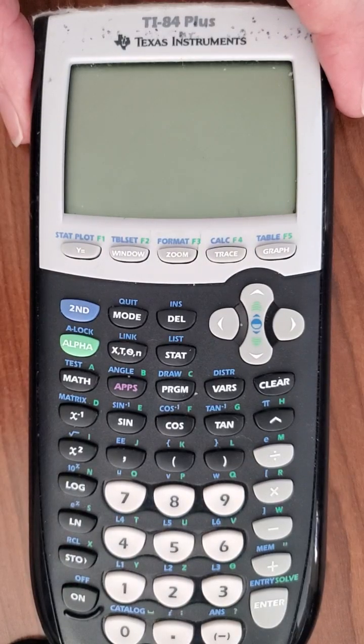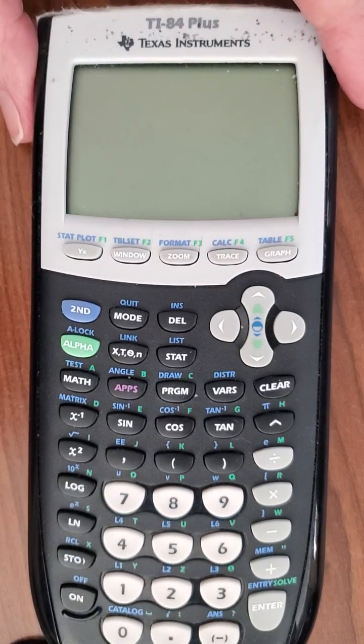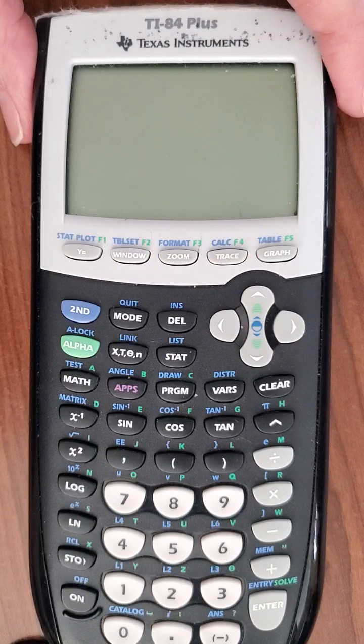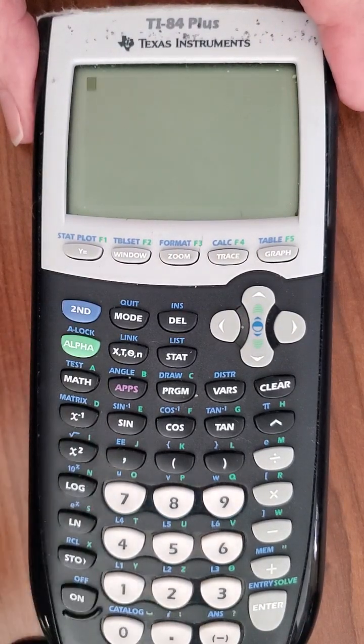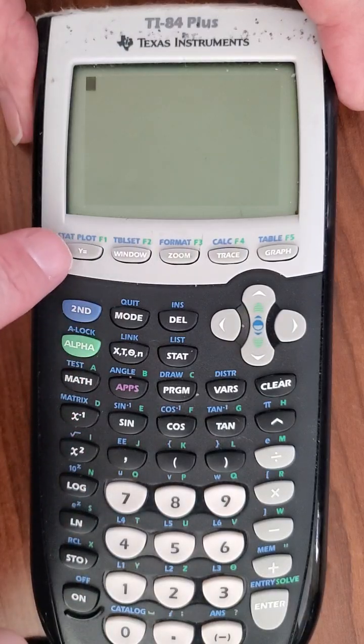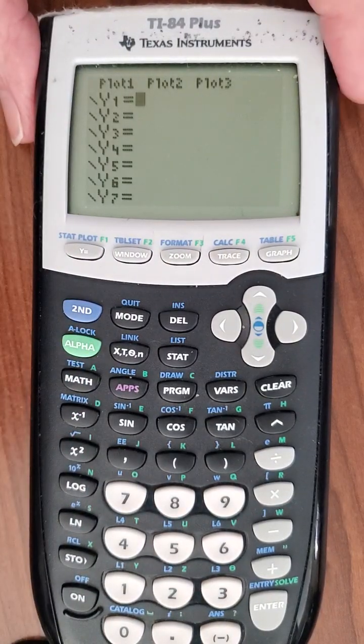Welcome. This is a quick little tutorial on how to do the graphing and using table of values on a graphing calculator. Okay, first let's turn it on down here. We're going to press Y equals to enter an equation.